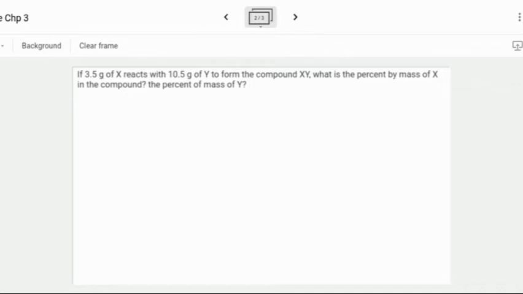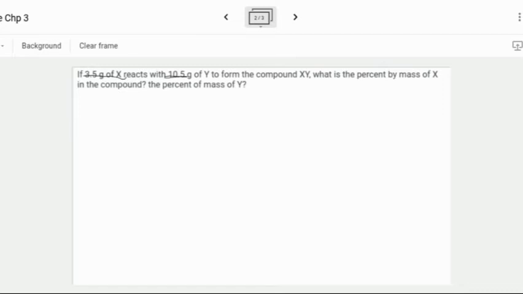If we go to our next problem, it says we have 3.5 grams of X that reacts with 10 grams of Y to form compound XY. What is the percent mass of X in the compound? What's the percent mass of Y? So these are actually both parts, the 3.5 grams of X and the 10 grams of Y.